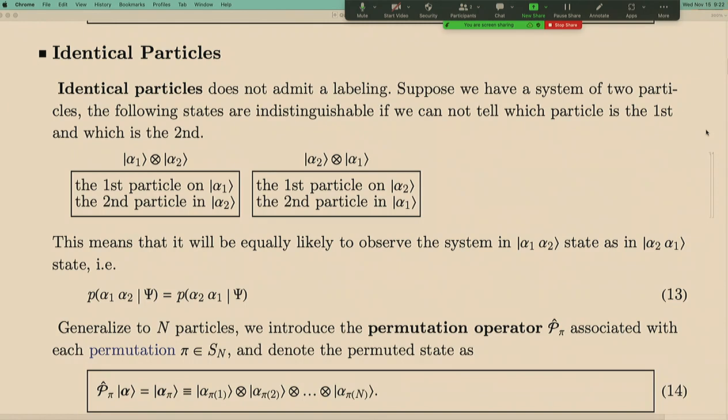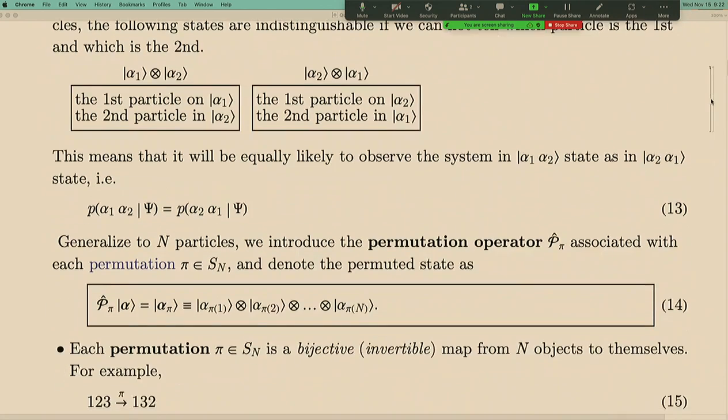Previously, we wrote down this state vector as an arbitrary linear superposition of all the possible basis states. But now, we require that the superposition coefficients be such that the component on alpha 1, alpha 2, and the component on alpha 2, alpha 1 have the same norm square, the same absolute value. Because the probability to observe these two cases, since the particles are indistinguishable, should be the same. Otherwise, you could tell which one is the first particle, right? So that's the basic principle.